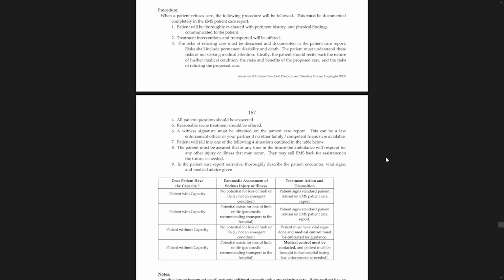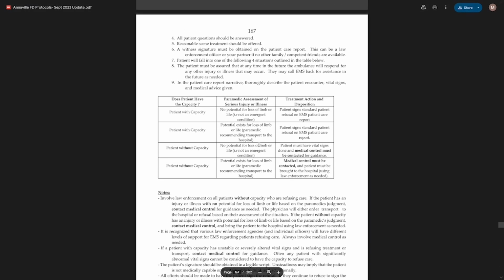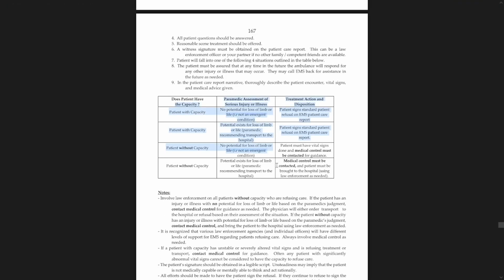In the patient care report narrative, thoroughly describe the patient's encounter, vital signs, and medical advice given. You need to check these things. You can pause and read it if you would like.